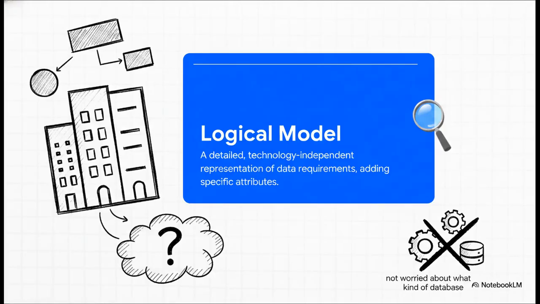Okay, next, we add a layer of detail with the logical model. This is where we take our napkin sketch and start defining the specifics. It's like adding the rooms, the windows, and the doors to the building plan. We define the specific pieces of information, or attributes, for each entity. But, and this is key, we're still not locking ourselves into a specific database technology.